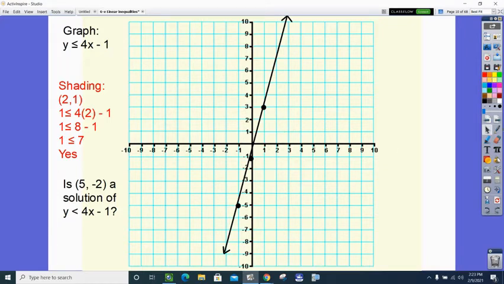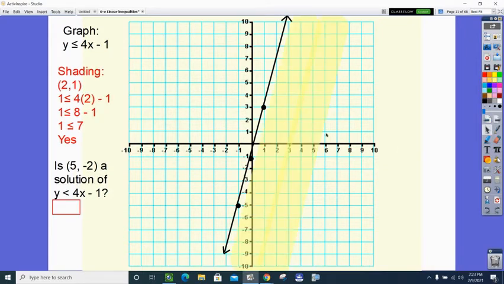So I'm going to shade over here. All the points in that yellow region, I didn't do a great job of shading them all out here, but everybody over here is going to be a solution. So now the question is, is (5, -2) a solution? And you should have said yes, because there it is, and it would be in the shaded region.